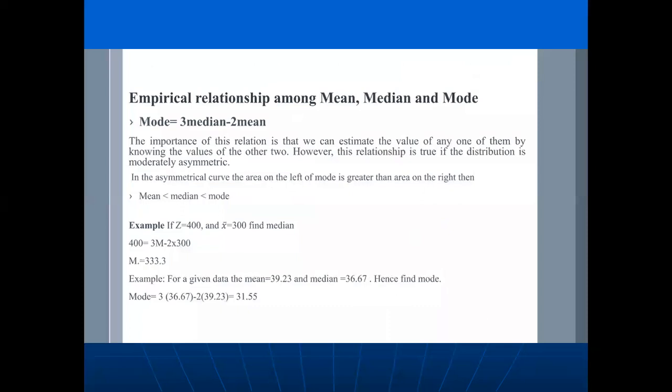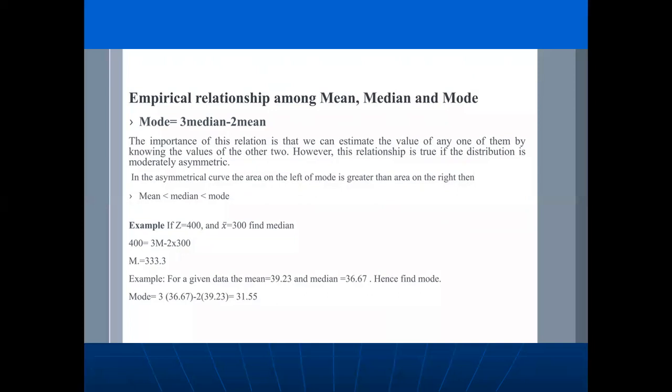Then there is one more formula, which is called the Karl Pearson empirical formula. Suppose you have a median value and a mean value, you can find out the interrelationship between the mean and the median. Based upon that, we can find out the mode. So according to the empirical relationship, mode is given by 3 times the median minus 2 mean. And we assume that the mean is less than the median is less than the mode. So this is based upon the method estimated by Karl Pearson.